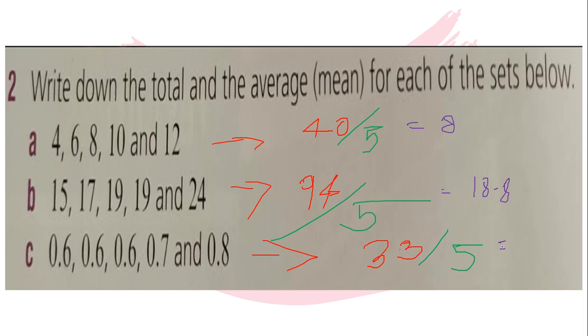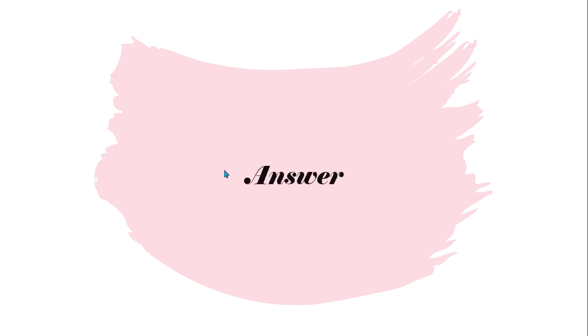And then finally, guys, when you divide 33 by 5, you will get the answer as 0.66. So guys, this is our answer. So that's the detailed explanation for question 2. Now let's move on to question 3, guys.